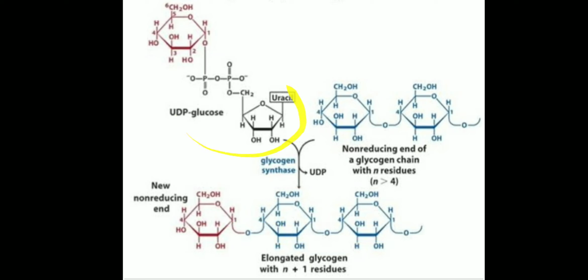The UDP of the UDP glucose molecule gets released in this process, which is then phosphorylated by the ATP molecule to form uridine triphosphate, which is utilized for the activation of glucose molecule. This reaction takes place in the presence of glycogen synthase enzyme.